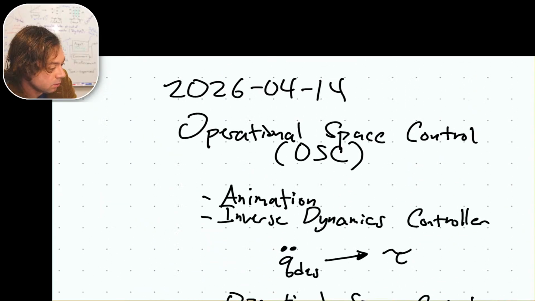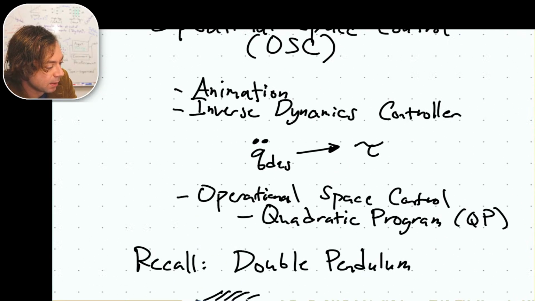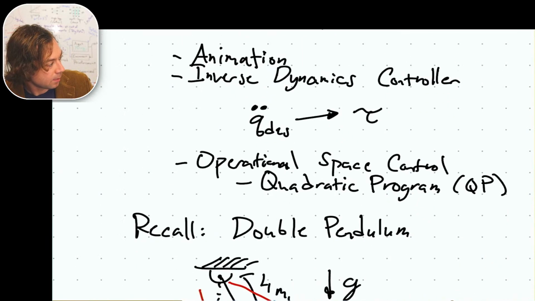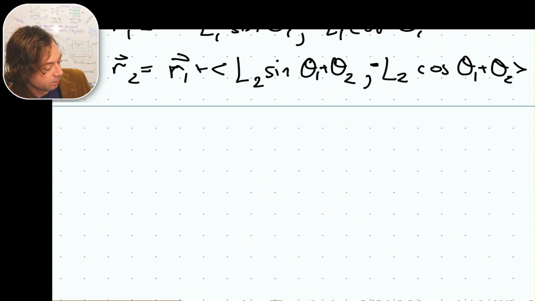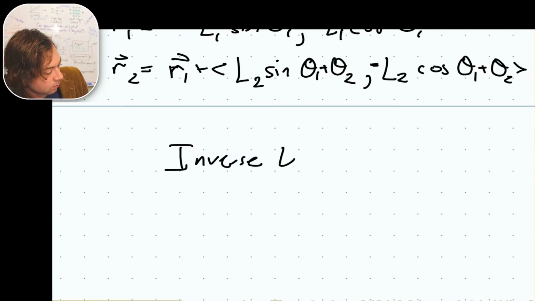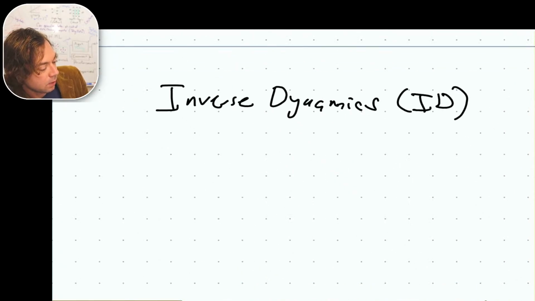We now want to do some inverse dynamics. That's what we want to do next. So what do we need for that? Let's recall inverse dynamics, or ID. The idea is we want to say, hey, here's our q double dot desired, and we want to get out a tau.